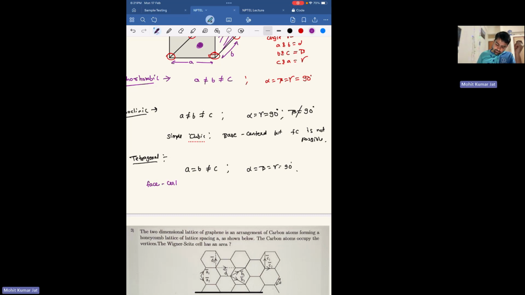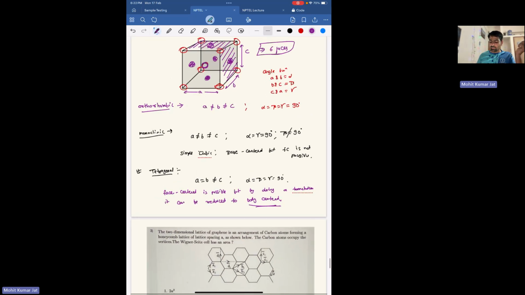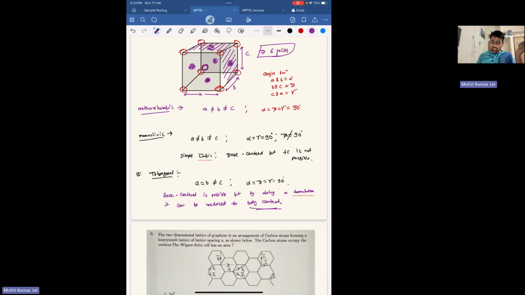Face centered is possible, but just by doing a translation, it can be reduced to body centered. If it can be reduced to body centered, then body centered is more preferable over face centered because of more symmetry, and that's why FCC is not possible in the tetragonal, because it can be written in terms of the body centered.